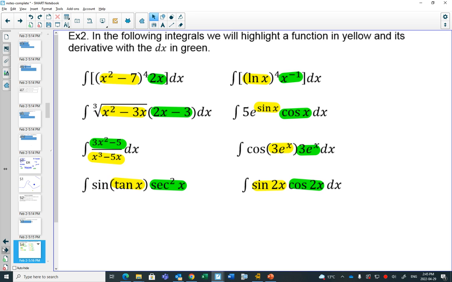It is also usually the case that what's highlighted in yellow is also inside of another function. So can you see in the first one that the x squared minus 7 is inside the power of 4? And when you have the chain rule, the inside function stays the same, and then you multiply by its derivative.